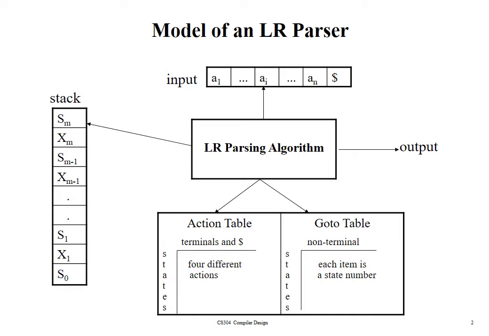So when we observe the stack, the bottom stack symbol is S0, and after that there is a grammar symbol X1, after that there is a state, and like that it can be continued. Then the input contains the input string with a dollar at its right end. After LR parsing, it will produce the output. Output means the productions. Since LR parser is a bottom-up parser, we expect the output to be the productions which can build a parse tree starting from the leaves moving towards the root.